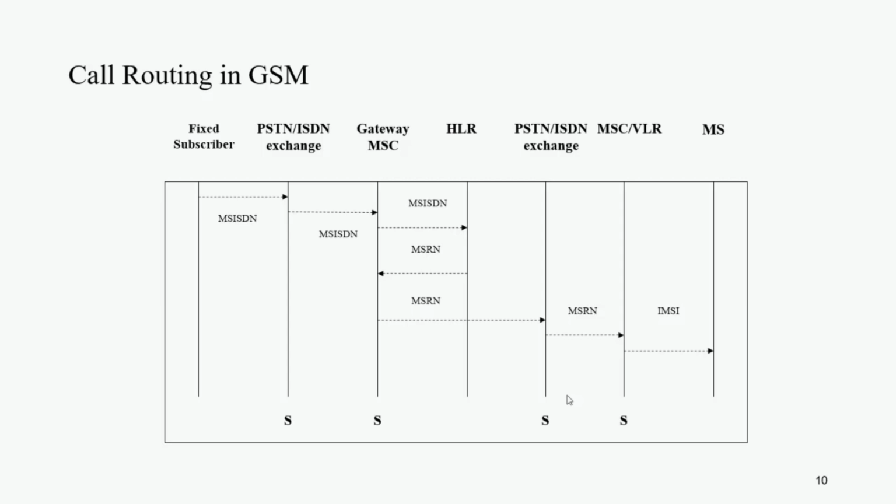You can see in this picture that we have used 4 switching nodes. The first switching is done on the first PSTN ISDN exchange, second is on the gateway MSC, third switching is done on the other PSTN ISDN exchange, and fourth one is on the other exchange MSC/VLR. That is called routing on GSM. That is for today's topic.